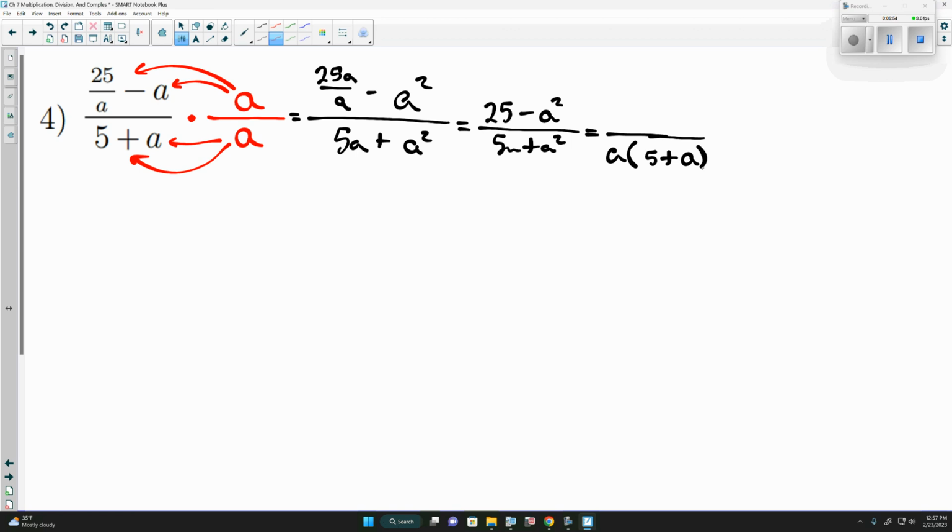Now the numerator, 25 minus a squared. There's no greatest common factor, is there? Is it a difference of perfect squares? Because 25 is 5 and 5, a squared is a and a. So we would have two sets of parentheses. We would have plus and minus. What term or number would go first?